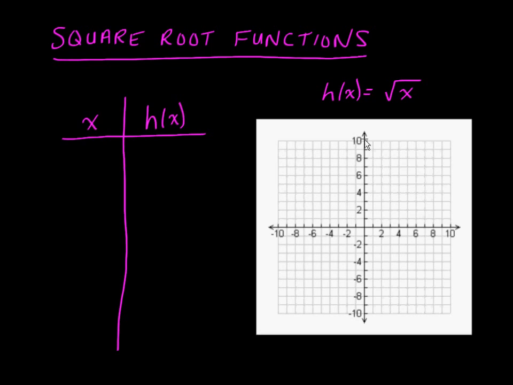The parent function for square root functions is h(x) = √x. Now this time we have to be careful when we pick x values because, unlike with linear functions and quadratic functions, it's actually not possible to use all x values. The domain for the x values is not going to be all real numbers. There's a certain limitation that's put on this.